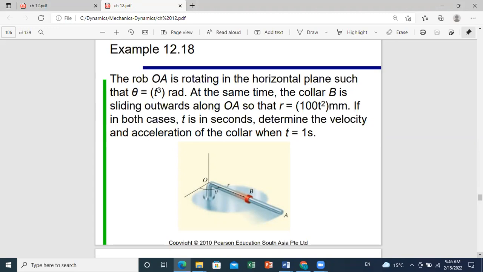With this problem, we are just starting by an application problem that is simple. They gave us the angle variation with time. They gave us the position magnitude variation with time. And they want us to find the velocity and acceleration of the collar when t equals 1 second. So this is a very typical case. We just have to apply formulas, okay?